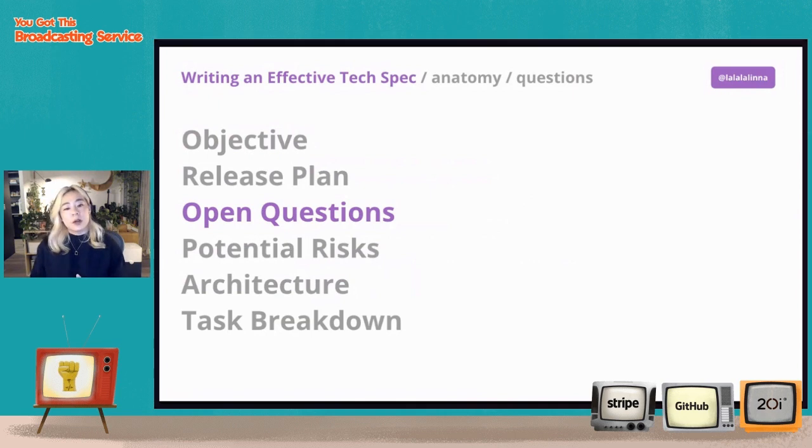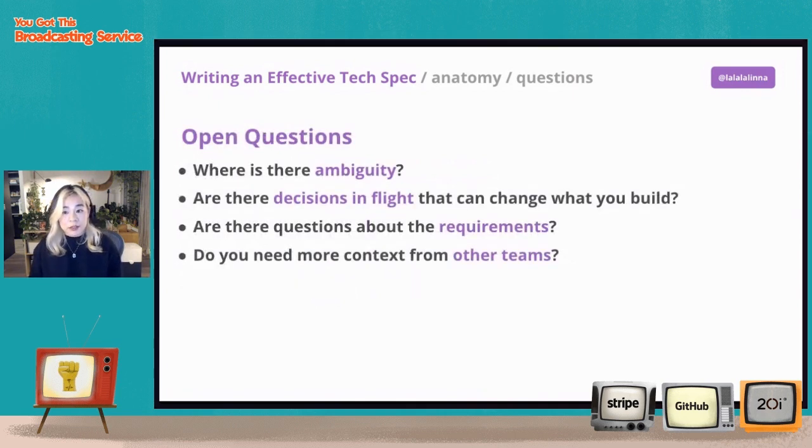Okay, so next section is open questions. And this is where there's a lot of ambiguity, and things may be vague. It might be really specific to your project, your company. But generally, you want to figure out, like, what things do I need to know? This is usually the most collaborative part of the tech spec, I think.